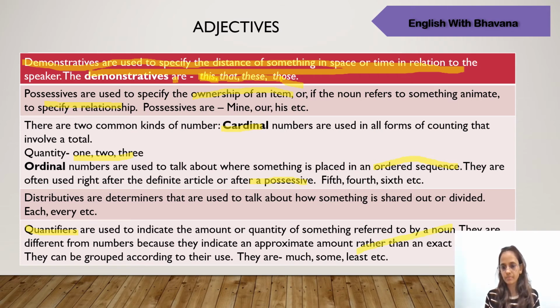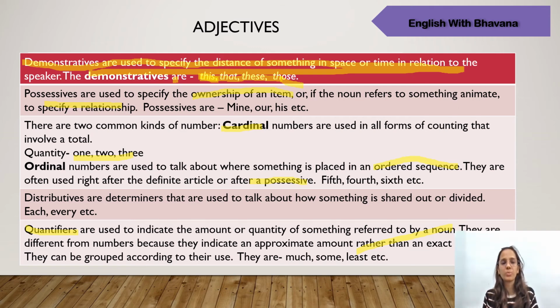Quantifiers are used to indicate the amount or quantity of something referred to by a noun. Okay. Now, they are different from numbers because they indicate an approximate amount rather than an exact amount. They can be grouped according to their use. For example, they are much, some, least. She's least interested. Okay, so least is what? Give me some chocolates. So I'm not talking about the exact number, like 2 chocolates, 3 chocolates, 4 chocolates. No, I'm saying you give me some chocolates. Okay. So these all are what? Quantifiers. So I hope you have understood this also.